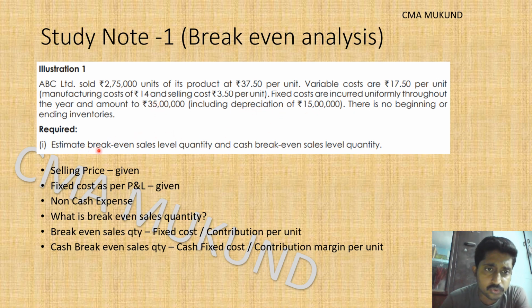The question asks two parts. One is to calculate the break-even sales quantity, and the second is the cash break-even sales quantity. So what is break-even? Break-even is nothing but the sales quantity at which our profit is zero. There is no profit or gain. At that sales quantity there is no cost that we have not taken back, and there is no profit also. We have taken back all the costs and that's it. We have not gained even a single rupee of profit, and that is break-even.